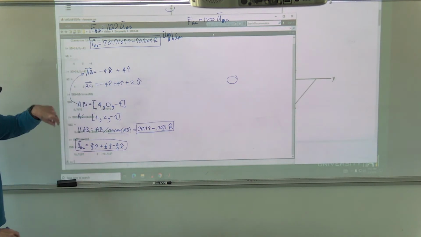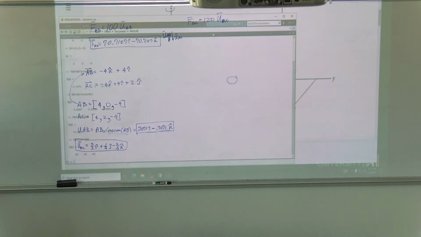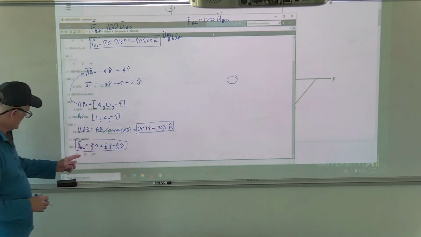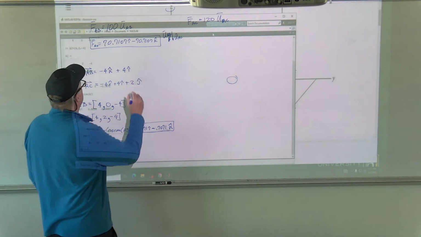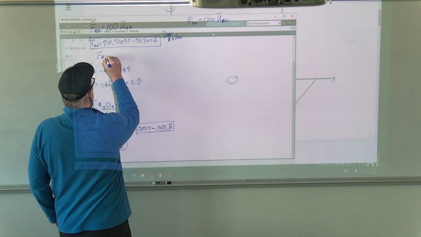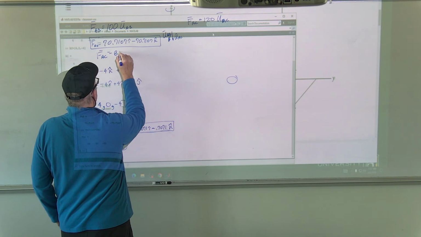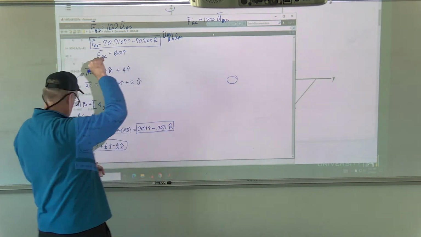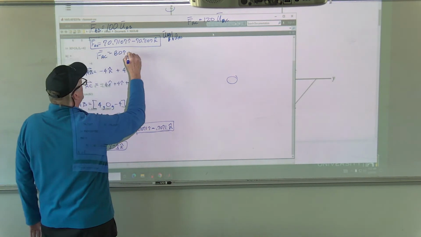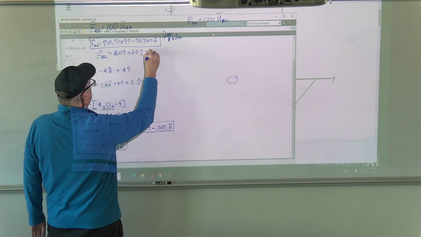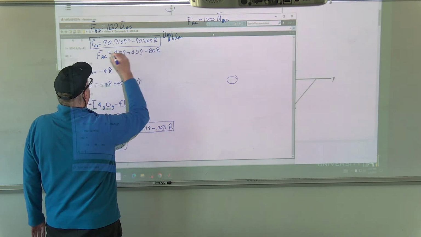Now the FAC is 120 times unit vector AC, and that's going to end up being, that's interesting, 80, 40, and 80. So FAC is equal to 80 I, 40 J and minus 80 K.